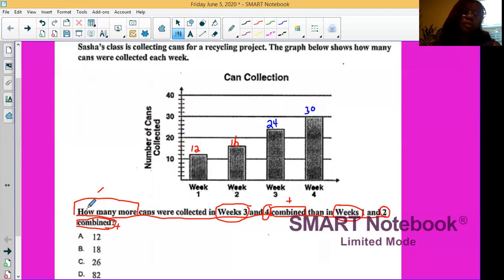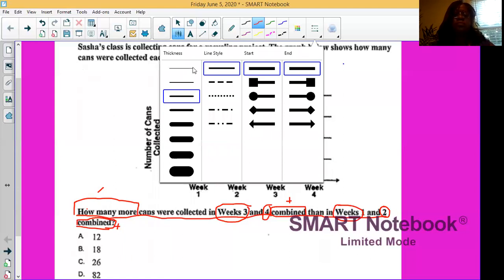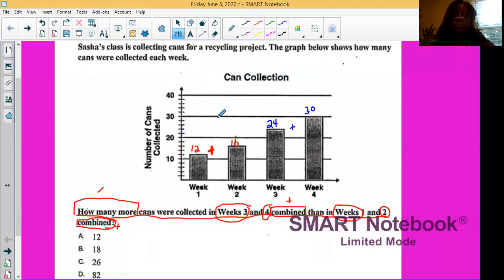All right, now go back to our big question. How many more cans were collected in weeks 3 and 4? So I must combine these two. So these two will be combined. Then in weeks 1 and 2, these two here would be combined. So the first thing we need to do is add up weeks 1 and 2. So we add the 12 plus the 16. And I'll pause and let you do it.